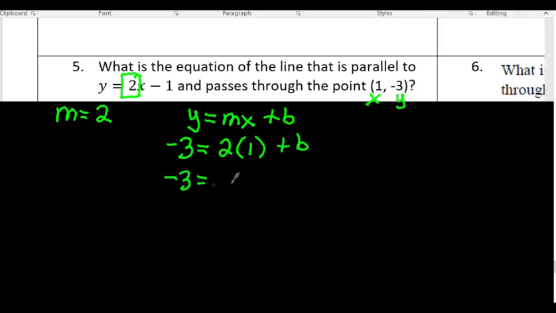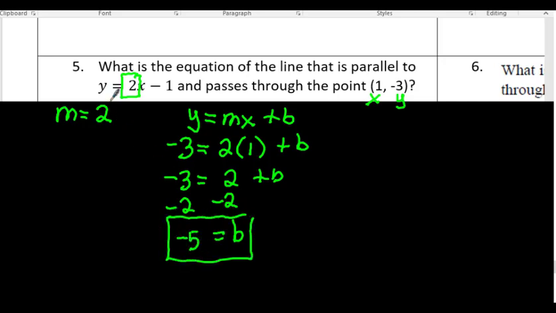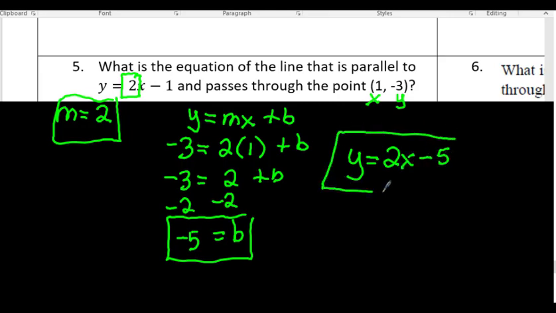So -3 equals 2 plus b. Here you would have to subtract 2, so b is equal to -5. So there is my b. Here is my m. And now we can write our equation. Y equals 2x minus 5. And we have the answer for 5, and we're all done.